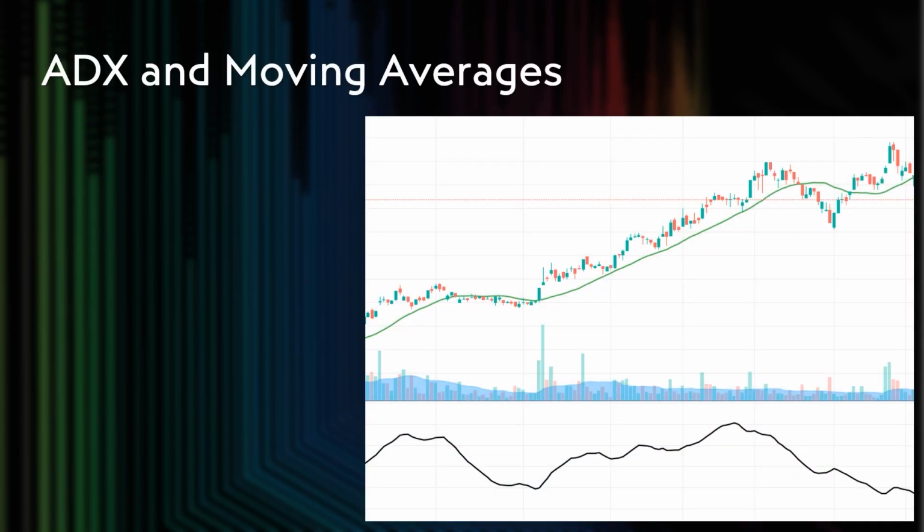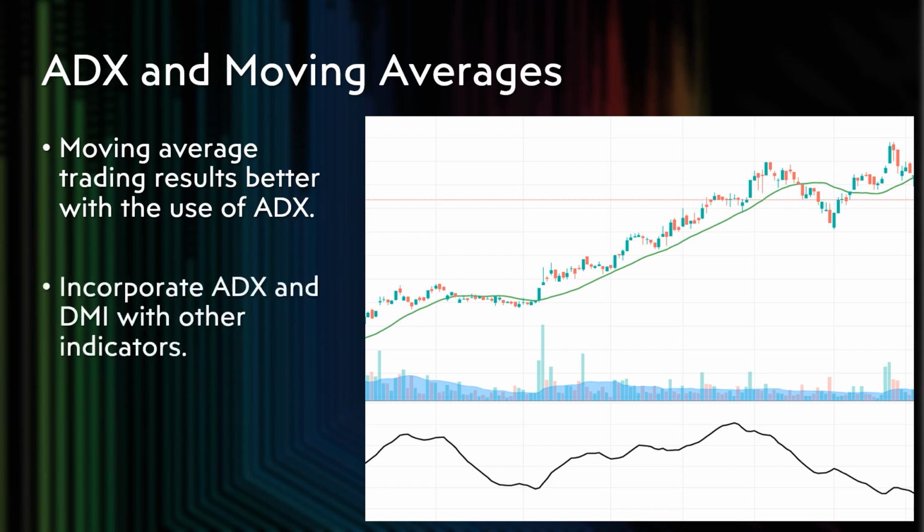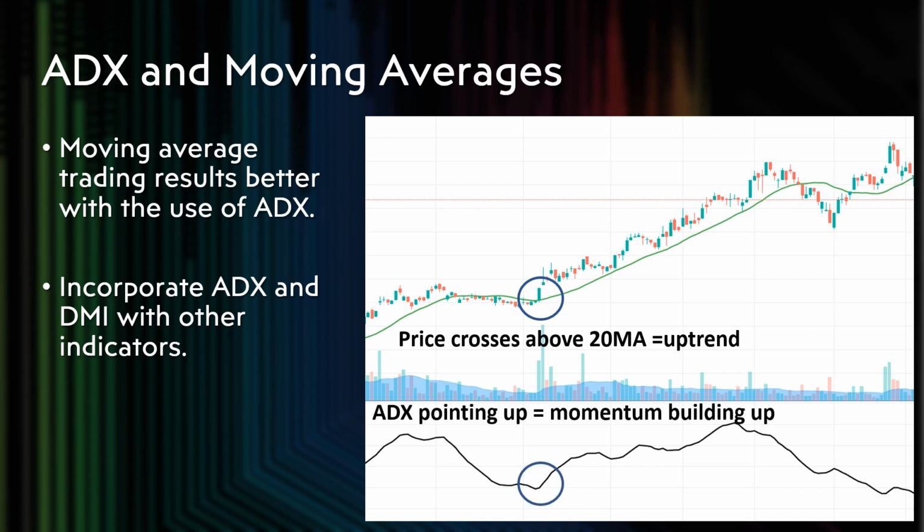ADX and DMI work well with other trend-following strategies, such as trading with moving averages. Depending on one's trading preference, DMI and ADX may be used along with other technical indicators. In this example, the price crosses above the 20-day moving average to indicate an uptrend. ADX adds more conviction to the trade when it signaled momentum build-up as it points up.